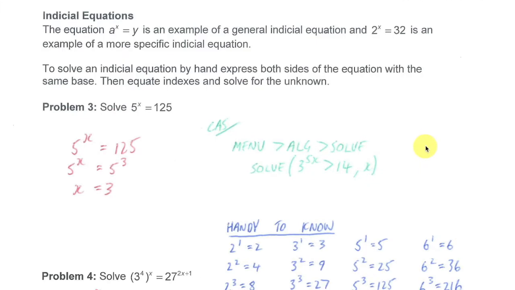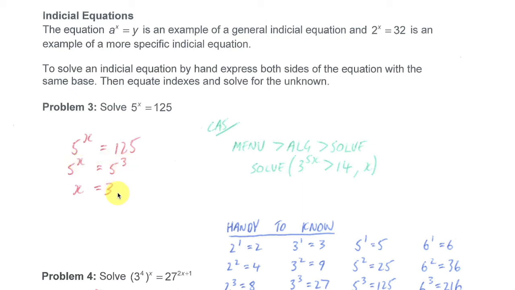So now what we're going to be doing is taking a look at indicial equations. The first one here: solve 5^x equals 125. The whole objective here is to rewrite the left-hand side and the right-hand side so that they are on the same base, and then you'll equate the powers and solve for the variable. So 5^x equals 125. I'm going to rewrite the 125 so it's 5 to the power of 3. Now I can equate the powers. So it's just simply x equals 3.